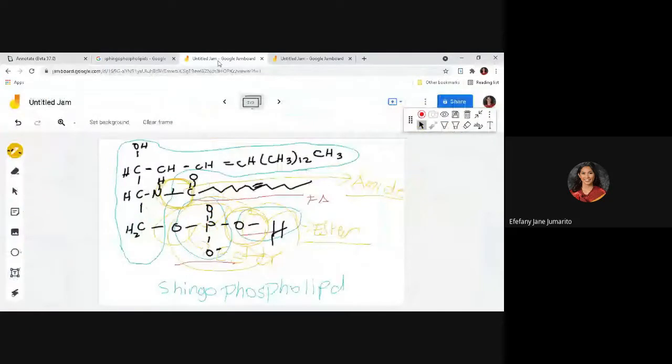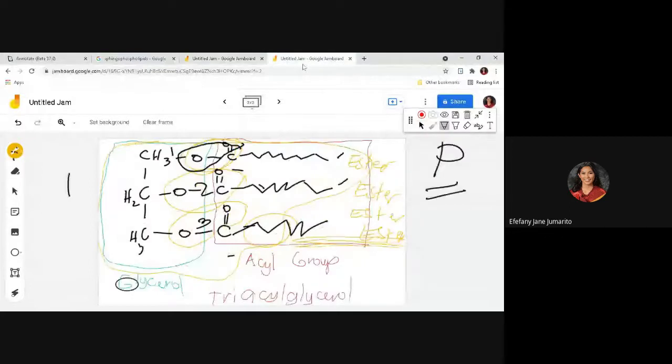Okay, because I will give this, what's the name of this molecule? Sphingophospholipid. Good. Sphingophospholipid. Yes. What about this molecule? Okay, that molecule. Triacylglycerols. Perfect. Wow, they already know.